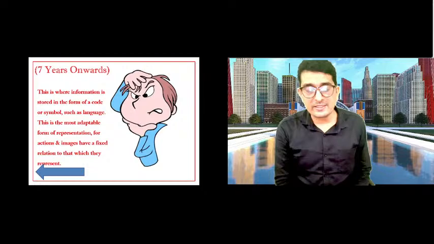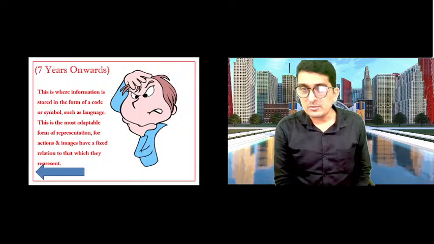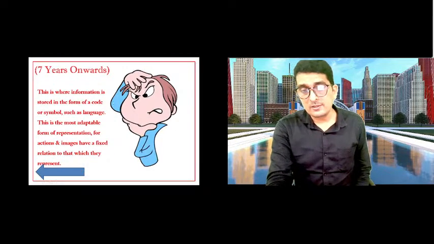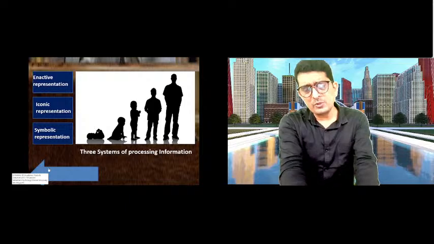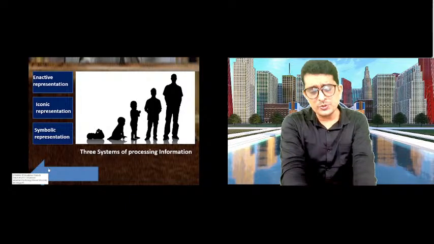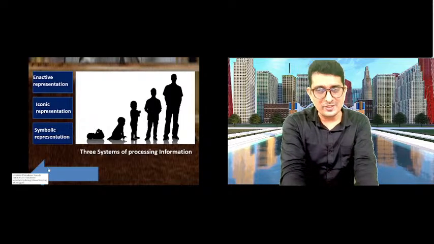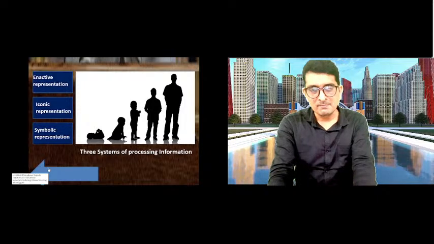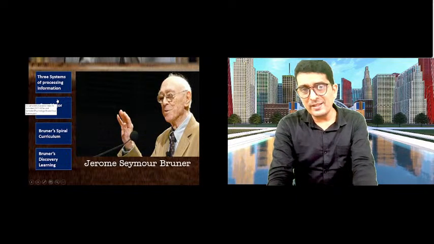On the basis of this concept, nowadays we have started teaching first standard and second standard students some complicated items by using long sentences. So this is symbolic representation. This shows that you have to start presenting contemporary issues before your students when they become second standard or third standard students. So these are the three systems of processing information according to Jerome S. Bruner. Then he also introduced the concept of four major themes.